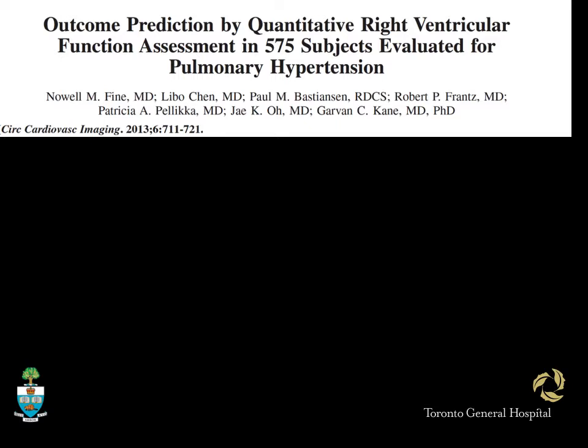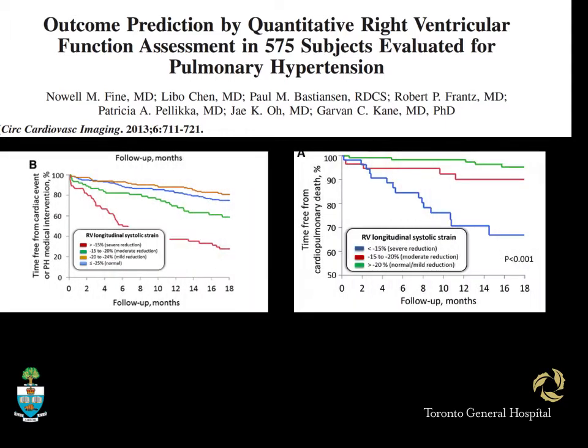Does it have any value in predicting outcome, or is it linked to any outcome? This is a very large cardiology prospective study on patients with pulmonary hypertension. In patients with pulmonary hypertension, different percentages of strain correlate with different outcomes. So the lower your strain, which means the lower your right ventricular function, which is kind of intuitive. But if your right ventricular strain is less than 15%, you have a way worse outcome over 20 months than if your strain is normal.